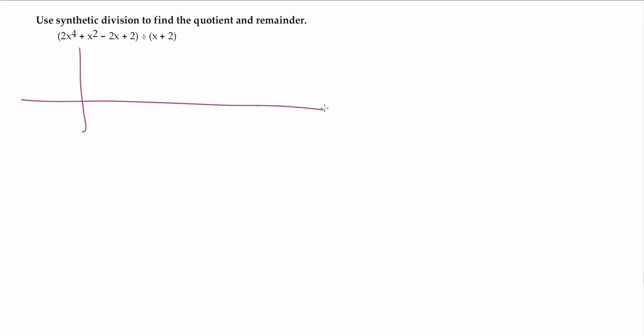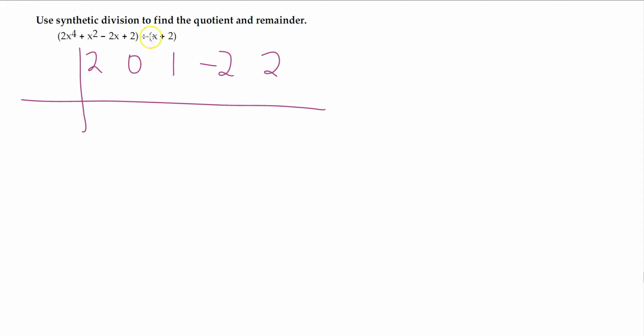The coefficients: 2x to the fourth. Notice there's no x cubed. We must use a placeholder, so 0x cubed. Then 1x squared, minus 2x, and 2.